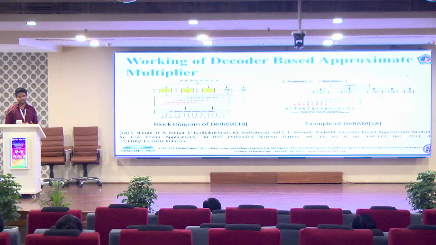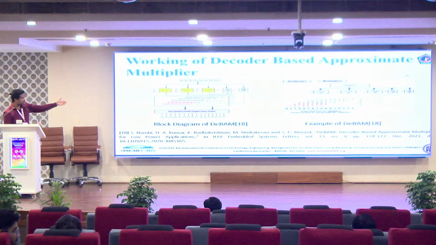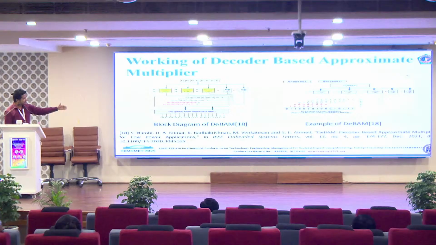First, they are shifted. This shifting gives an approximate answer, and after that we use a ripple carry adder to add these generated PPs, and we get our final results. So this is an example of our DBAM, dynamic error balance multiplier.